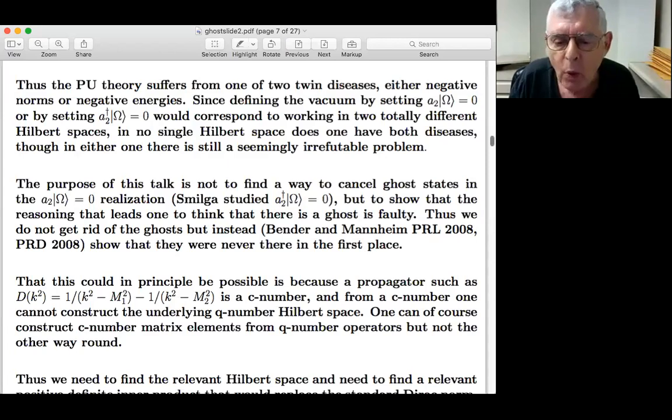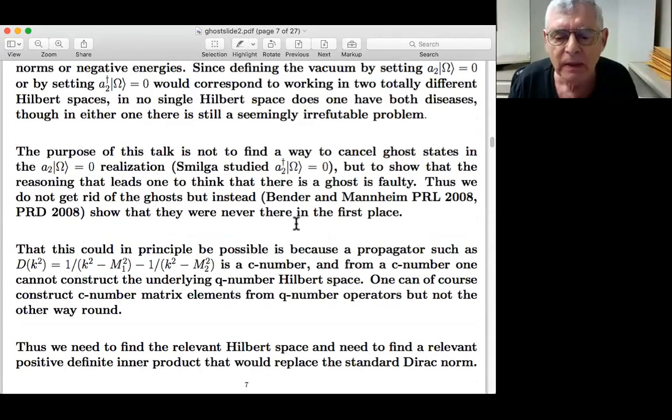Now, why would we think in principle that there could be something wrong with the argument that we've just discussed? The answer is, suppose you have a propagator. A propagator is a C number. And from a C number, you can't construct the underlying Hilbert space. You can, of course, construct the C number matrix elements from the Q number theory, but not the other way around. So knowing a C number doesn't tell you unambiguously what the quantum field theory is, and therefore the task is to find the relevant quantum Hilbert space and to find a relevant positive definite inner product that would replace the standard Dirac norm.